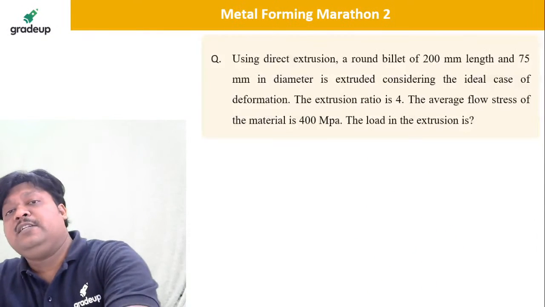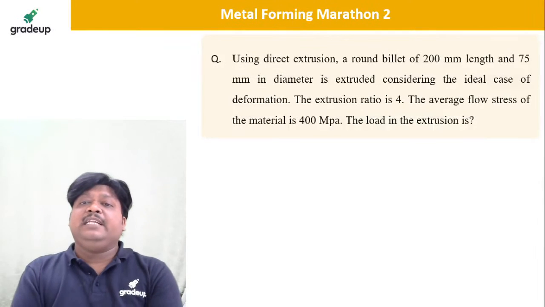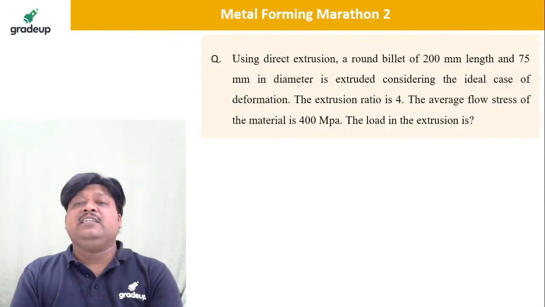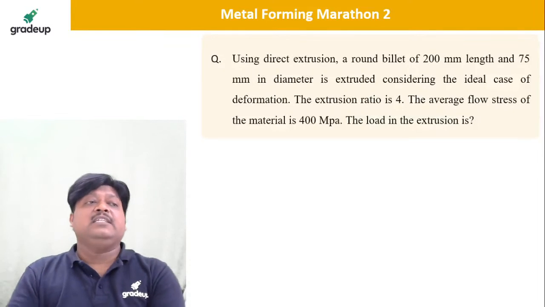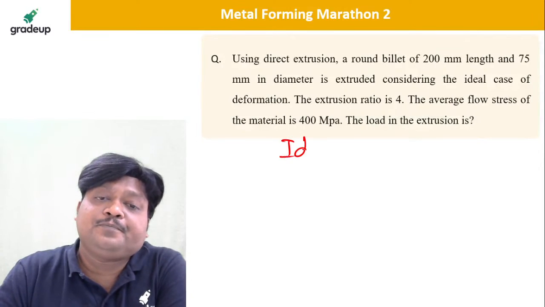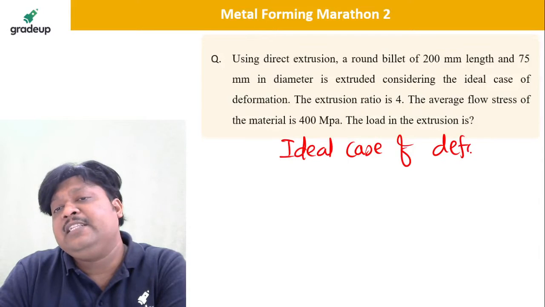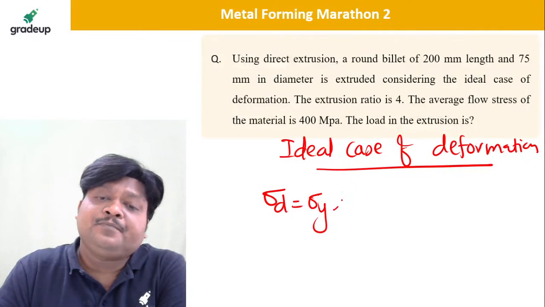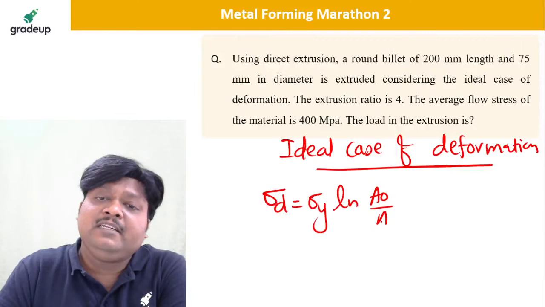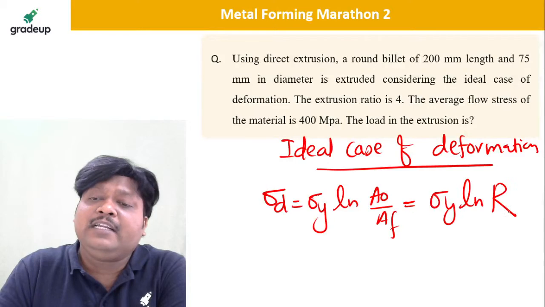Take the next question. Using direct extrusion, a rod billet 200 mm in length and 75 mm in diameter is extruded considering the ideal case of deformation. See, ideal case of deformation. In extrusion, in the same fashion as we did in the wire drawing operation, sigma D is equal to sigma Y ln of A original by A final. But here A original by A final is what in extrusion? Sigma Y ln of R, the extrusion ratio.